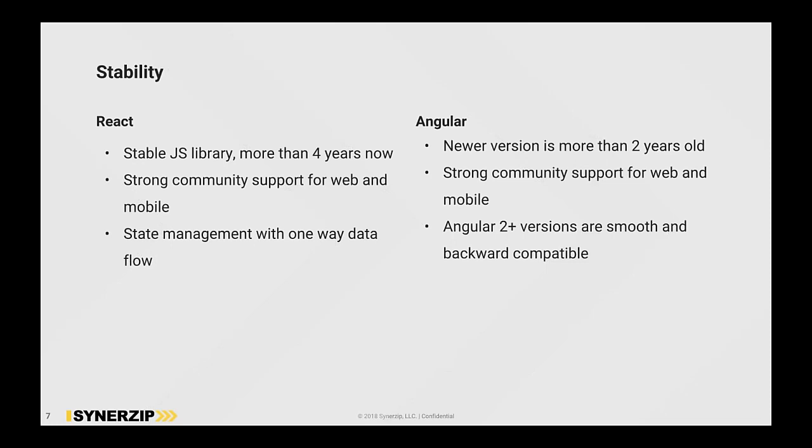There is very strong community support for web and mobile, like for state management. Redux is very popular. MobX is a popular library for state management across the platform. The same for routing. Routing is again an integral part of UI development. React Router is one example. It's very popular and stable.